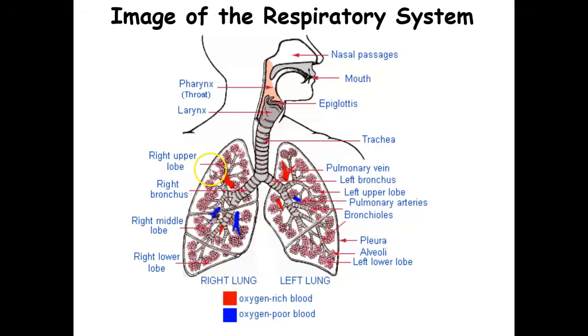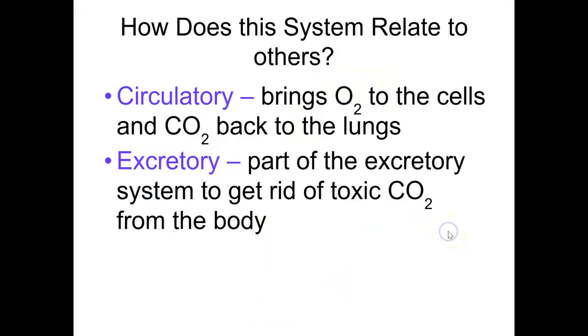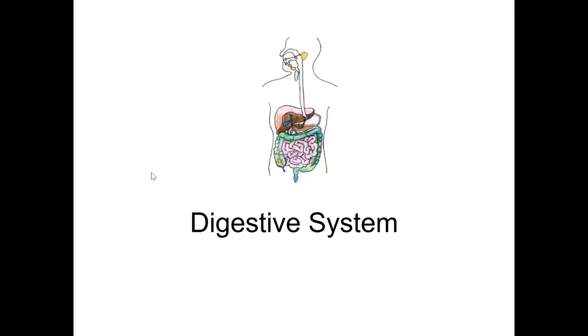And here's a picture. Y'all can see all of those little alveoli, the little tiny sacs with the capillary on it. So this one connects to the circulatory system because it brings oxygen to the cells and carbon dioxide to the lungs. Also helps with your excretory system because it's getting rid of carbon dioxide, which is waste.